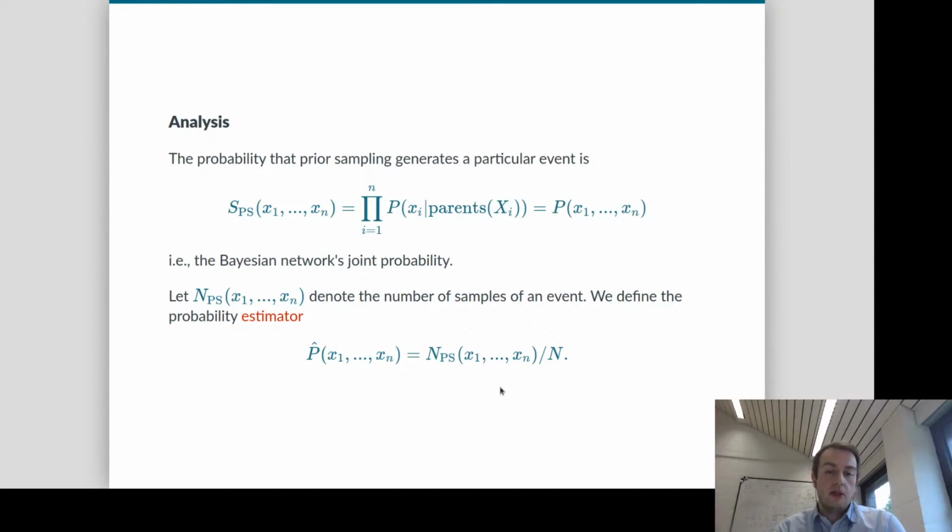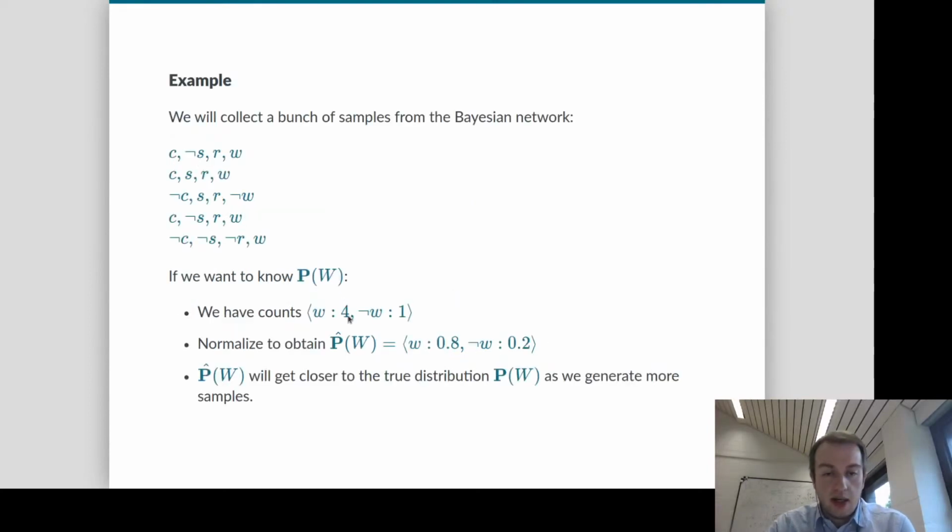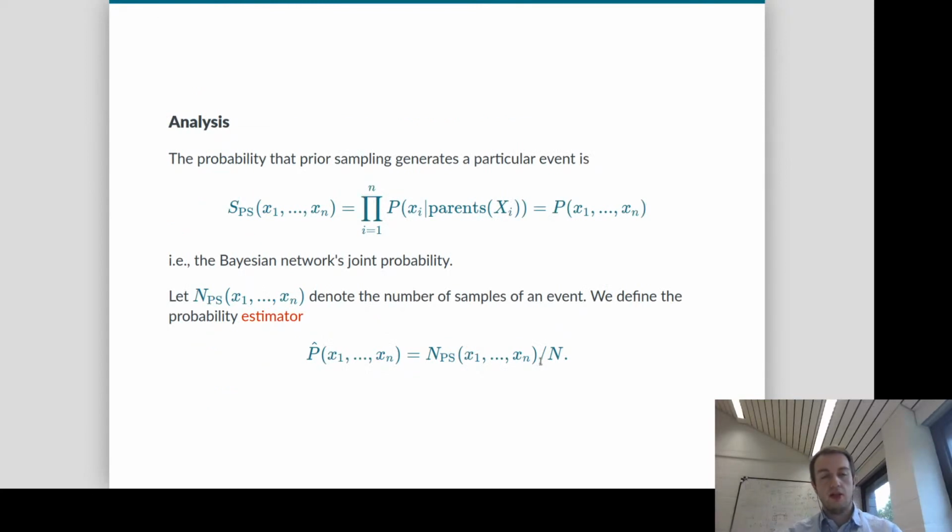Okay, but how can I guarantee that this P hat of W will actually become closer and closer to the true distribution? For each of the algorithms that we'll see, we'll try to analyze a bit the result, the kind of answer they give us. So for this prior sampling algorithm, the priority values that it generates for a particular event.